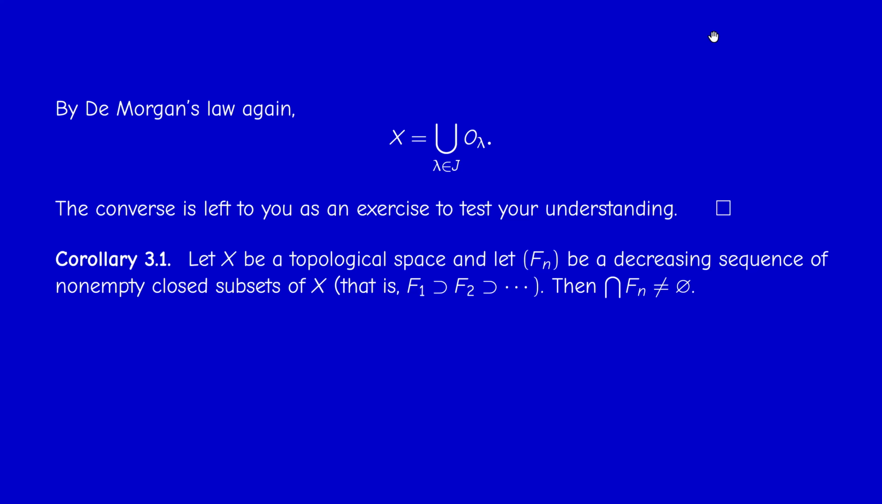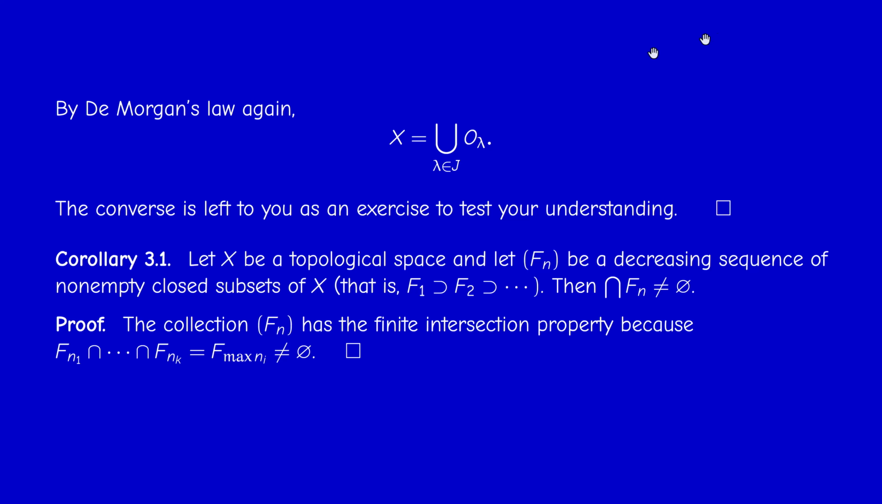Why? Because a decreasing sequence of non-empty closed sets has the finite intersection property, because if I intersect F_n1 with F_n2 with F_nk, this is decreasing. So the intersection corresponds to the smallest set, which corresponds to the biggest index because it's decreasing. So the intersection is just F of the maximum, and by assumption each set is not empty, so the intersection is not empty. And according to what we said, the whole intersection is not empty. So this concludes the first point about closed set formulation of compactness.